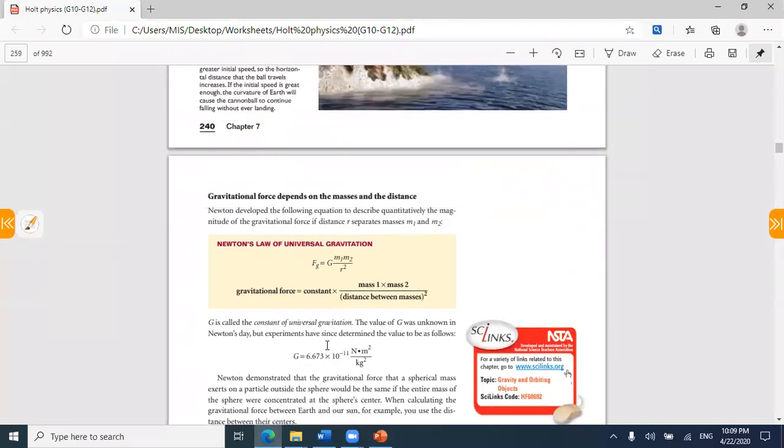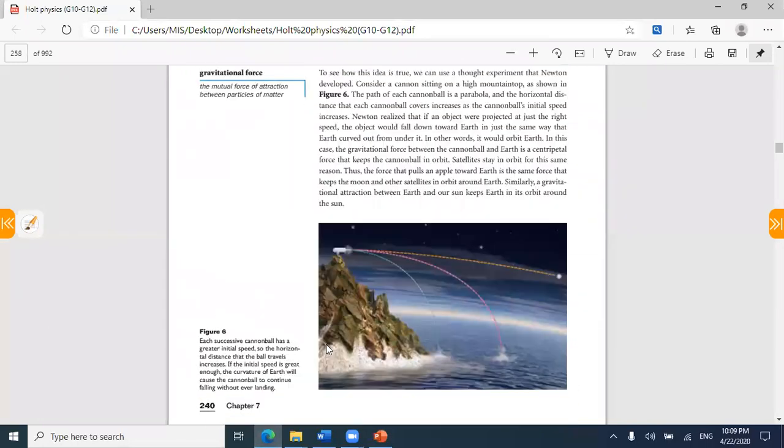So here, why do objects fall? Objects fall because of the force of attraction, okay? The gravitational force that we talked about, the gravitational force between the Earth's center and the mass of the object.